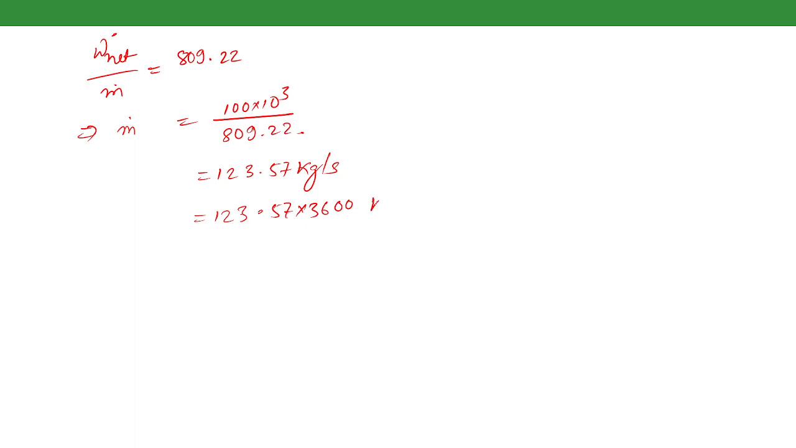Now again, W net per unit mass is 809.22. So the mass flow rate of the steam is 100 into 10 to the power 3 by 809.22. So this comes out to be 123.57 kg per second, that is 123.57 into 3600 kg per hour, or 4.449 into 10 to the power 5 kg per hour.